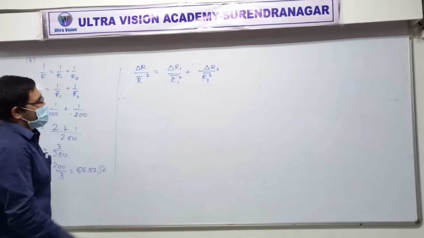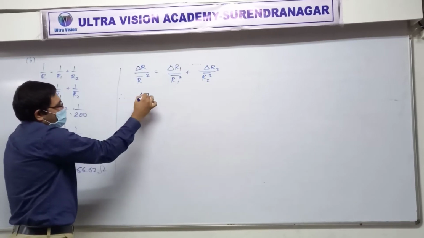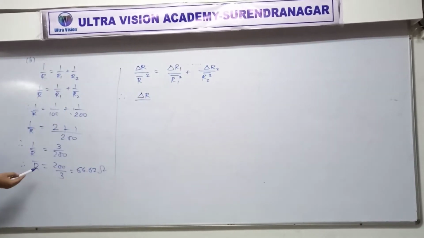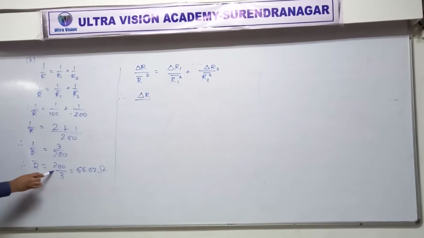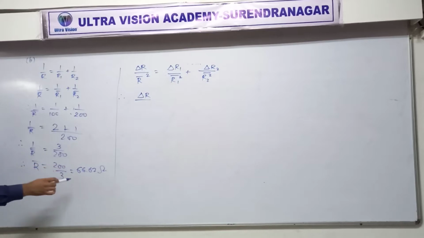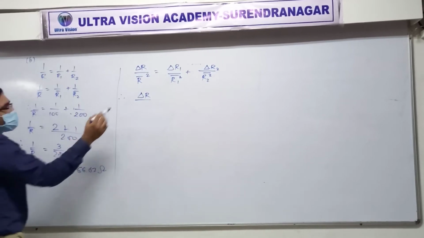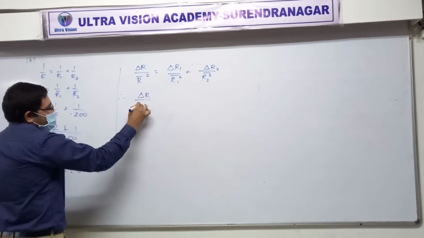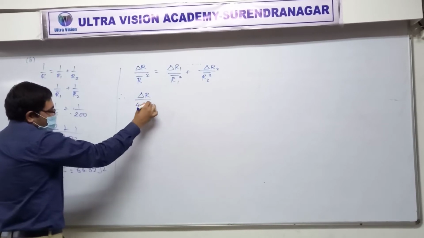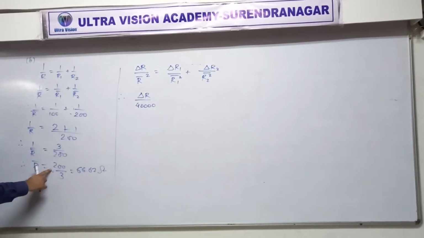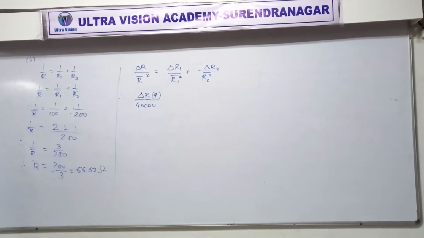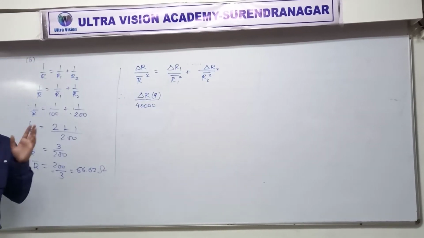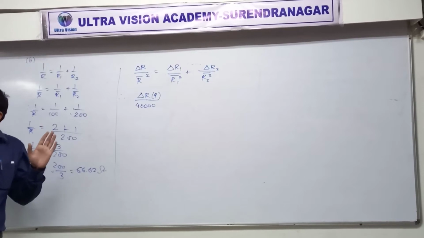Now let's put in all the values and find out delta R. So delta R, we don't know. Denominator: what is R bar? 66.67. No, do it in fractions, it's easier. If you do it in decimals, it will be tough. So I'll choose this value: 200 square, 40000, divided by 3 square, 9. But that 9 will go to the numerator. Did you understand? Why? Because the denominator is the numerator.